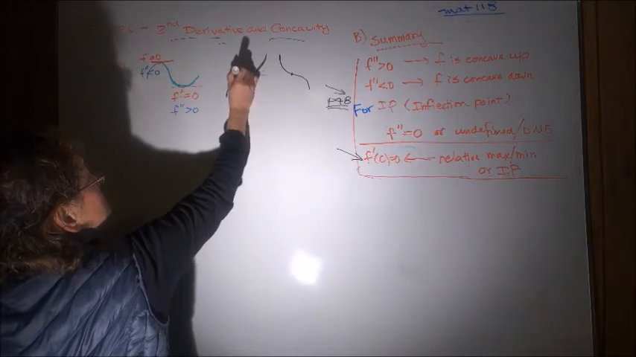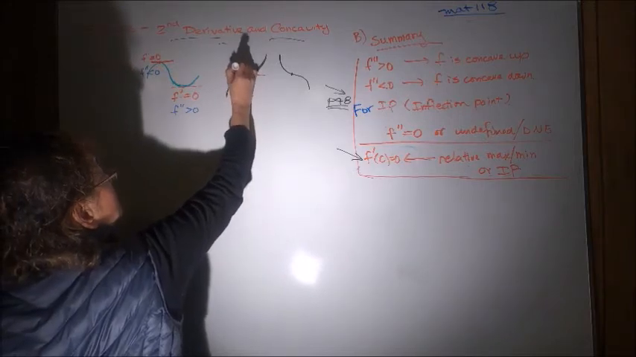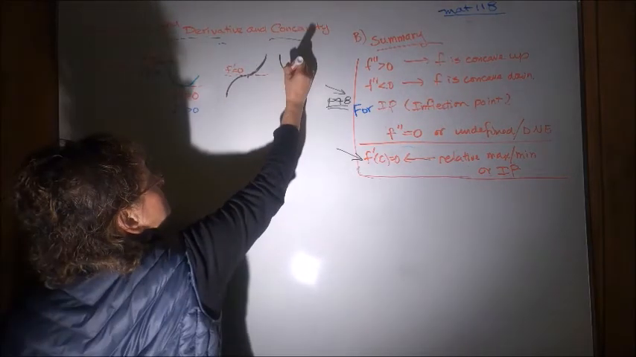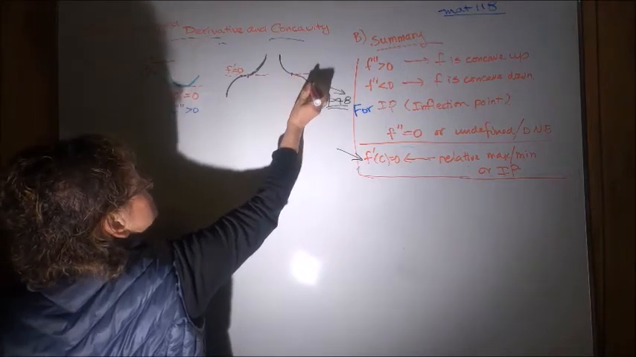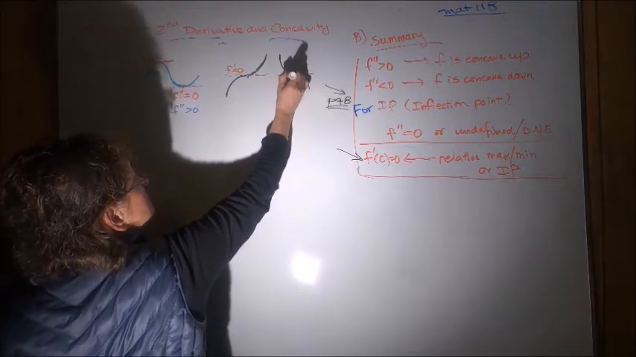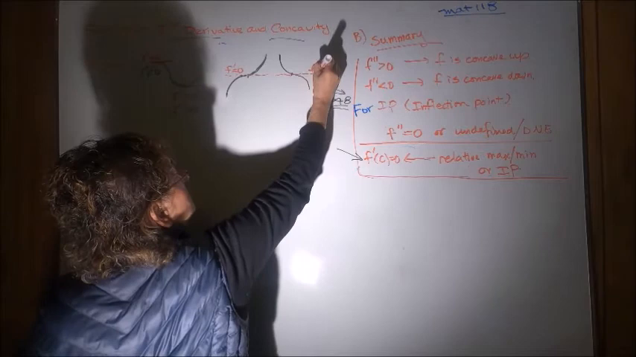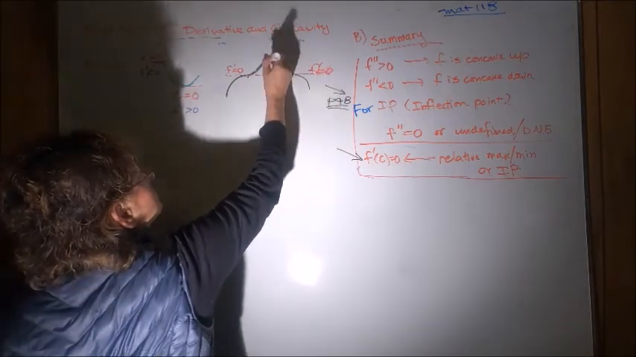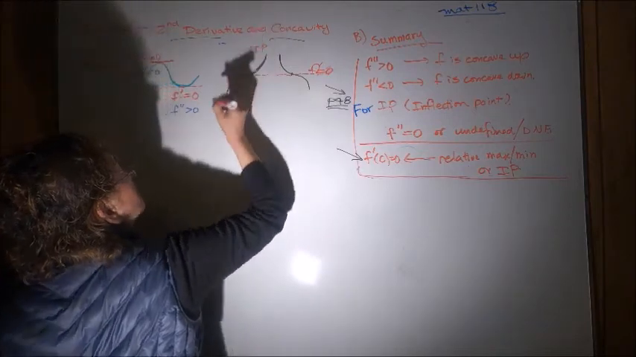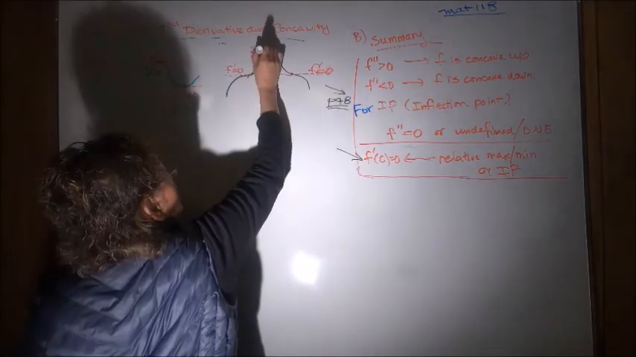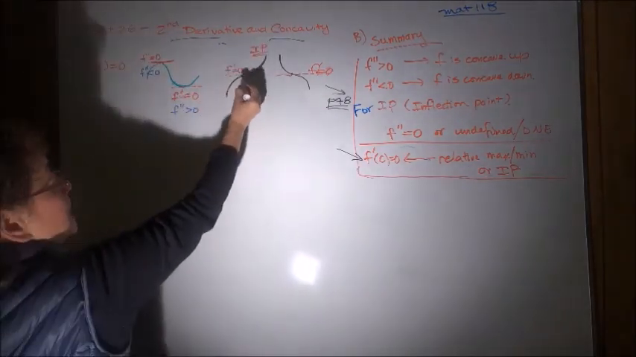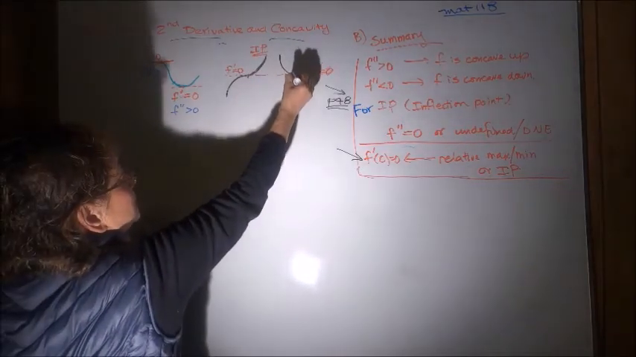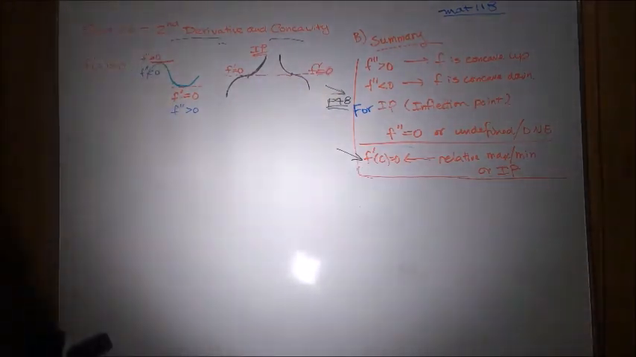You shoot out this way. So your f prime is 0, right? Same thing, you shoot it out this way, that's your tangent line. Shoot out this way, that's your tangent line. So this f prime is 0. So those are IP points, right? Because concave down, concave up, concave up, concave down.